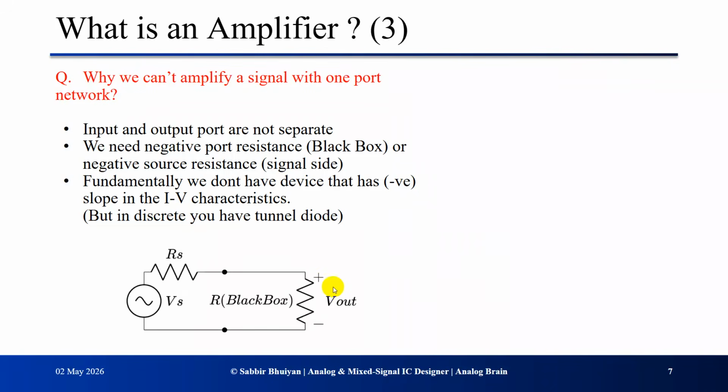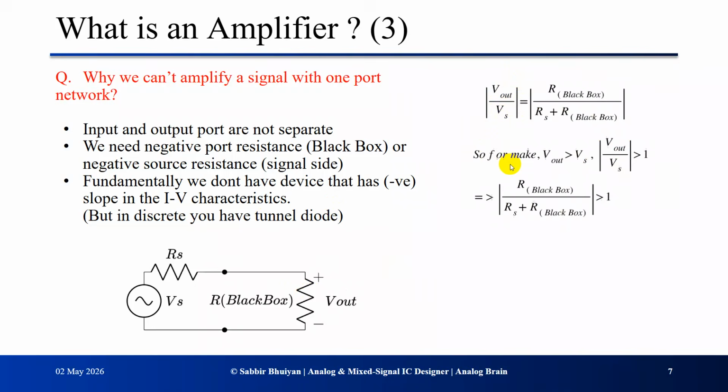Let's see some mathematics. Okay, so this is our voltage source, this is the source resistance. I model the black box as a resistance, which is one port. Now I have applied the voltage divider rule: V out by Vs equals R black box over Rs plus R black box. So to make V out greater than Vs, the modulus of V out by Vs must be greater than 1. Now R black box over Rs plus R black box must be greater than 1.